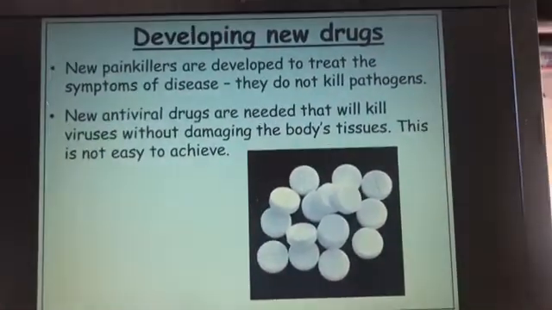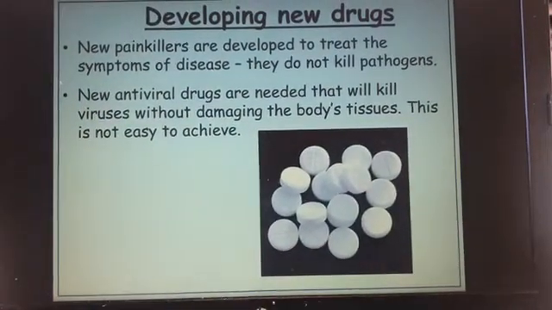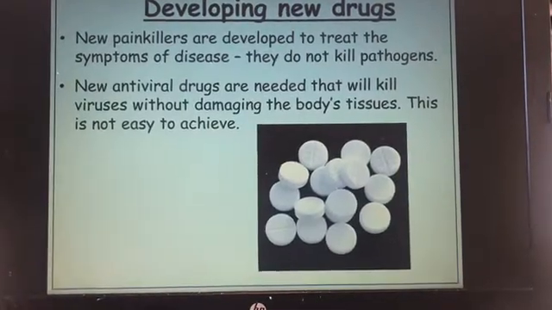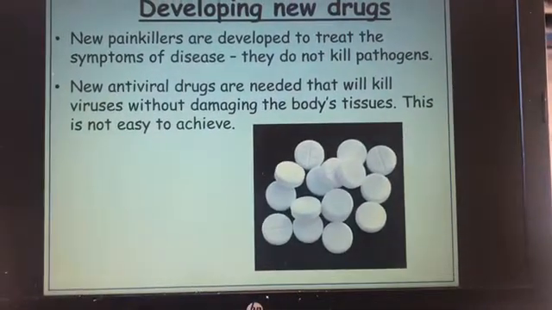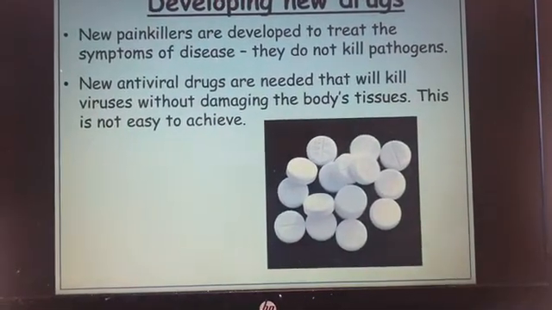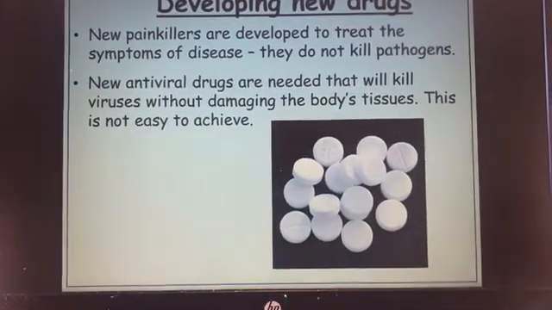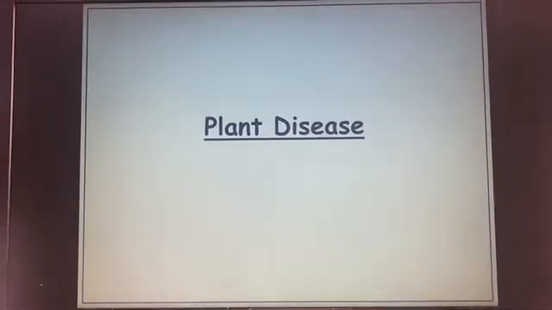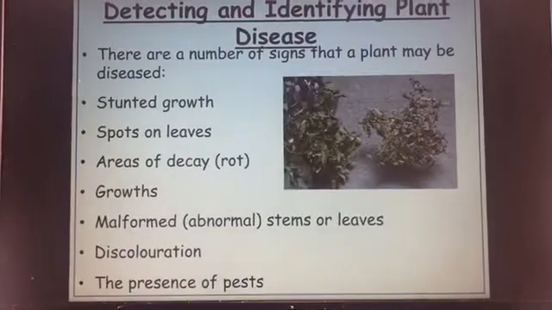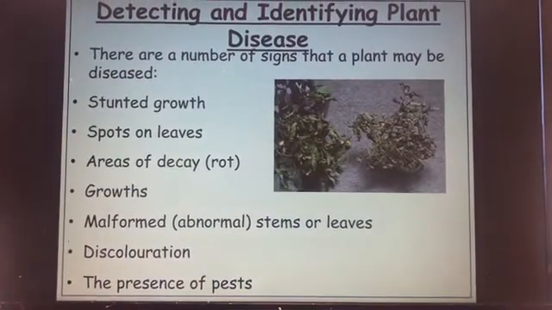So new painkillers are being developed to treat symptoms, but again, they don't kill pathogens. And new antiviral drugs are needed that kill viruses, but it's very difficult to kill a virus without damaging the body's tissues. Then finally, just a quick look at plant diseases.